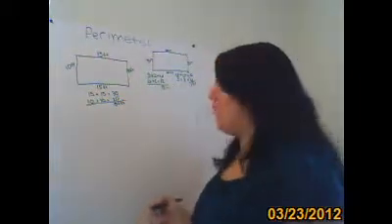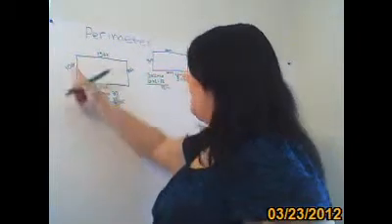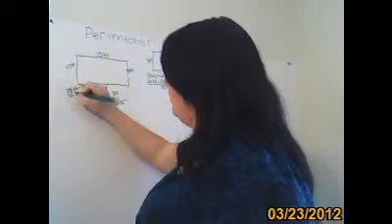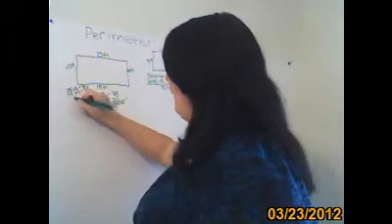Or you could do it with multiplication. You could do 15 times 2 equals 30. And 10 times 2 equals 20. And when you add them together, you get 50 feet.